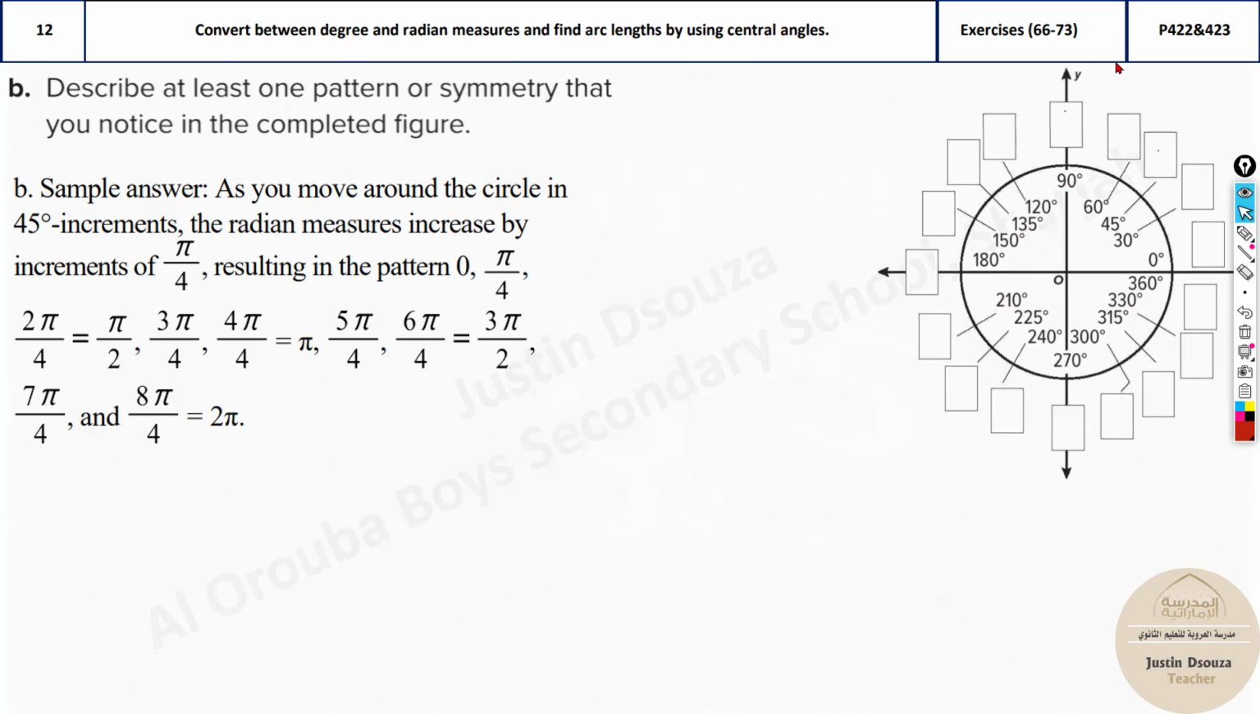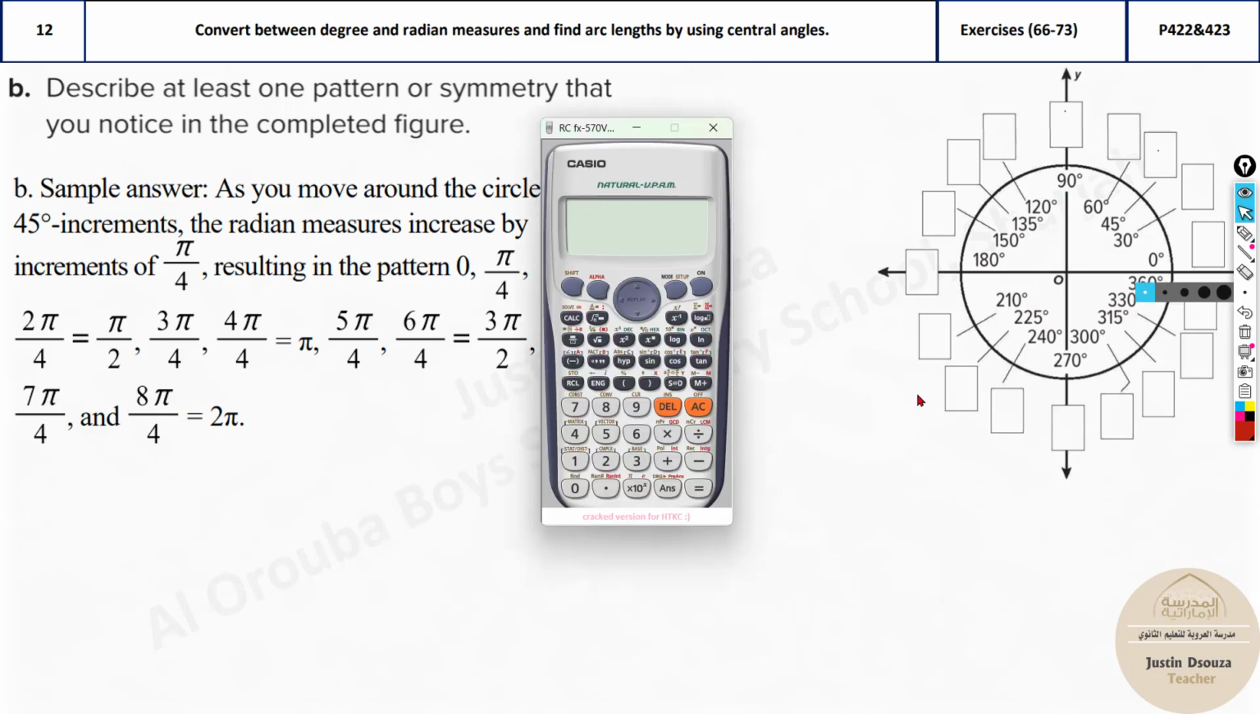In the sense, I'll show in the calculator. We know it's 0, add pi by 4. 0 plus pi by 4, okay, it's pi by 4. And then again, you're adding pi by 4. So I'll just multiply it by 2. It's half pi. Then multiplied by 3, you're going to get 3/4 pi. That's over here. Then if you multiply by 4, you will get pi.